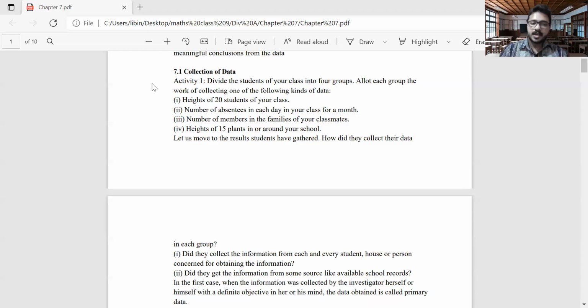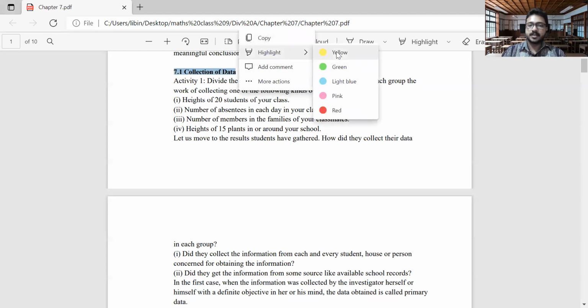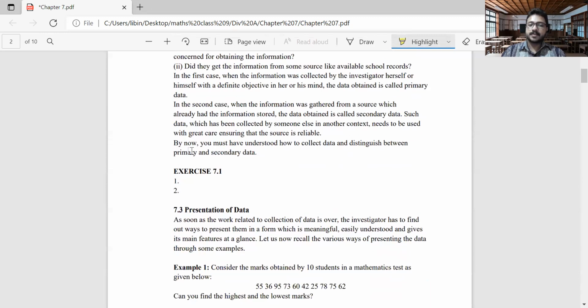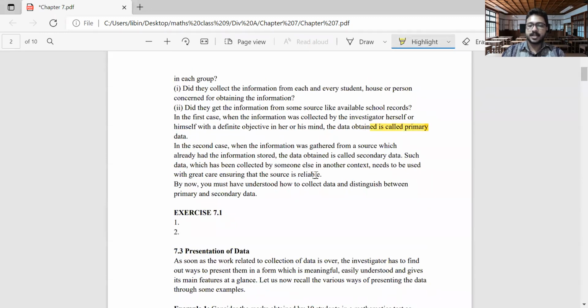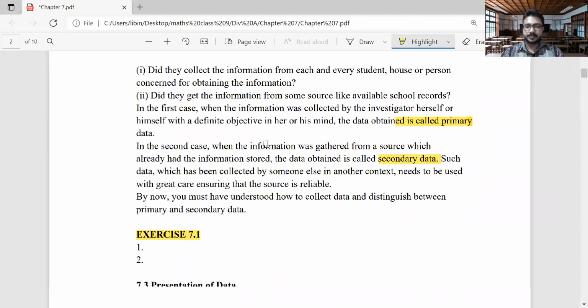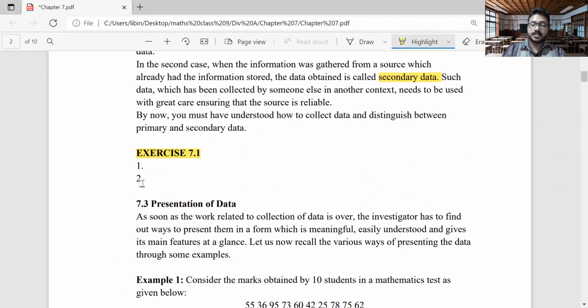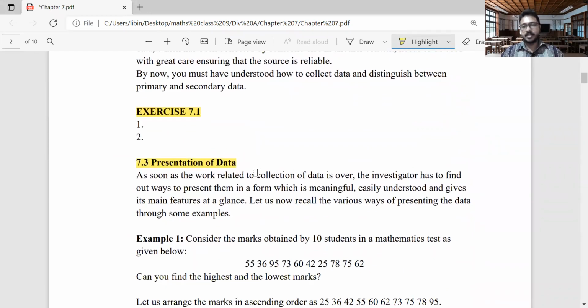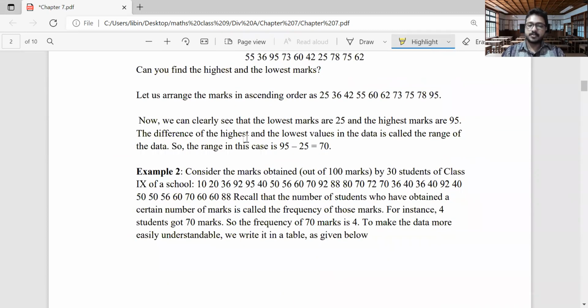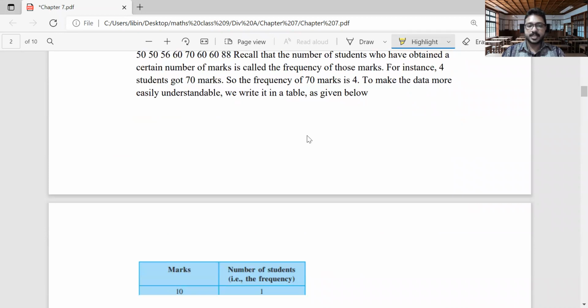As you can see, first we have seen in section 7.1 collection of data, and there we have seen about primary data and secondary data. Then I gave you an exercise as homework. I hope all of you have completed that. Then in the next section, 7.3 presentation of data, we have done some examples from our daily life where we can make use of this knowledge about statistics. The two examples we have discussed, and we have seen the range also.